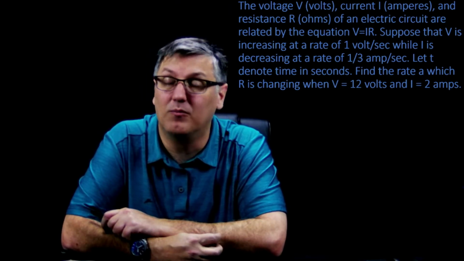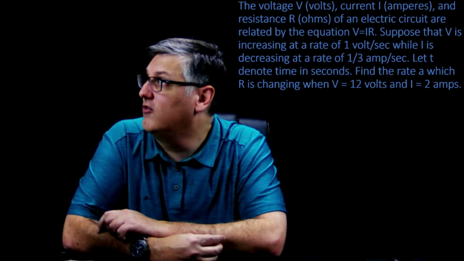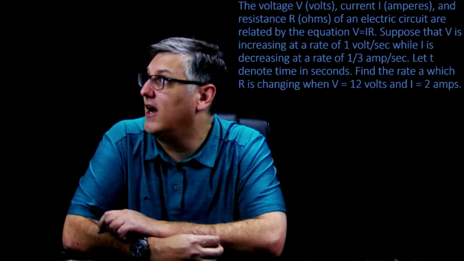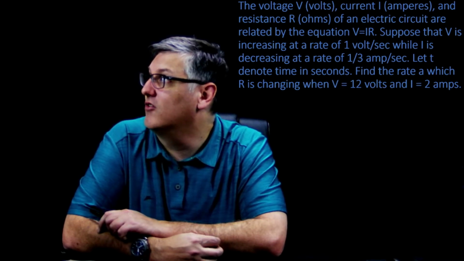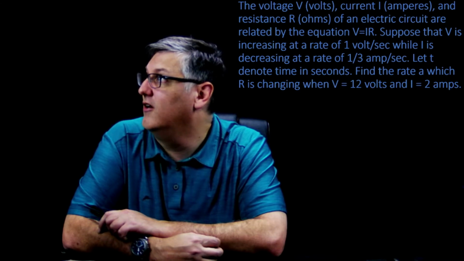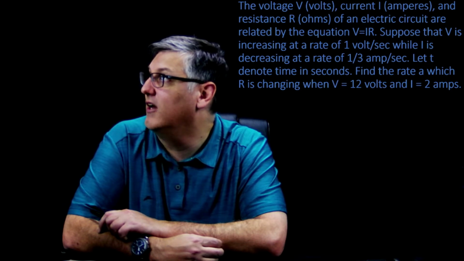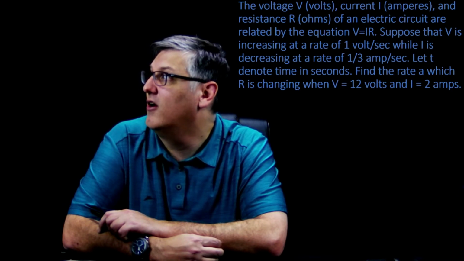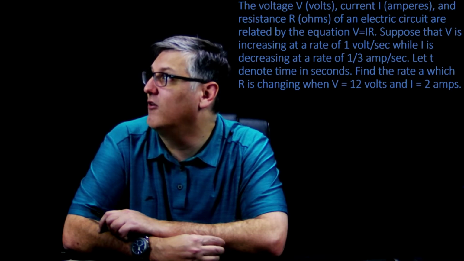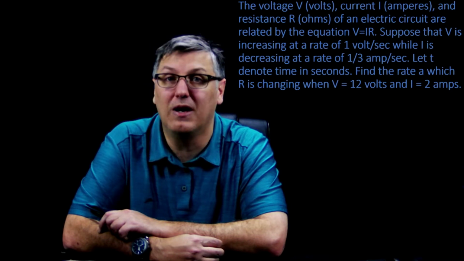This one reads, the voltage V in volts, current I in amperes, and resistance R in ohms of an electrical circuit are related by the equation V equals IR. Suppose V is increasing at a rate of 1 volt per second and I is decreasing at a rate of 1/3 amp per second. Let T denote time in seconds. Find the rate at which R is changing when V equals 12 volts and I equals 2 amps.